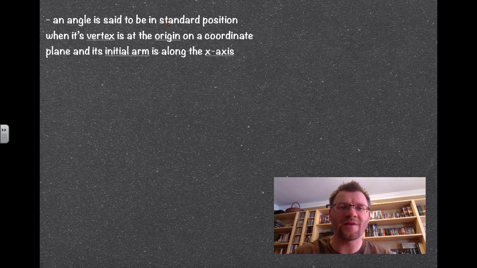So an angle is said to be in standard position when its vertex is at the origin on a coordinate plane and its initial arm is along the x-axis. So here's our coordinate plane. Here's your vertex, and that's where the two arms meet, and this is called your initial arm, so it has to be along the x-axis. And this other arm is called your terminal arm, or where the angle ends. So this would be your angle here.